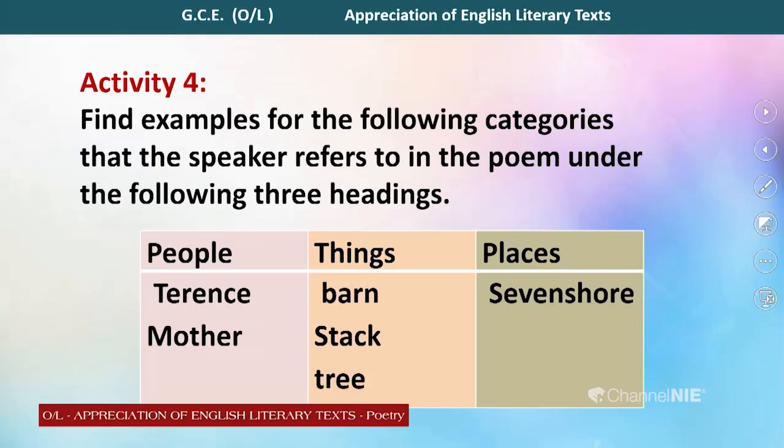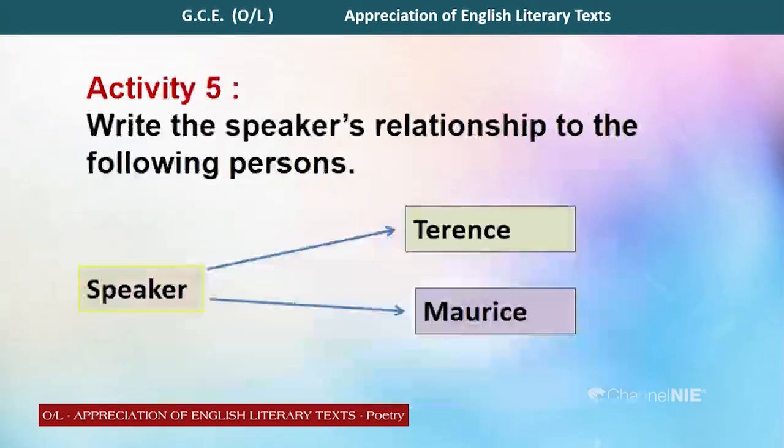It's missing on the screen. Morris. It's not there on the slide. Morris is also, you have to mention. Things. What are the things that you come across? Barn, stack, tree. Is there a place that they have mentioned? I told you. Shoe, right? Okay. Right. We'll look at another question.